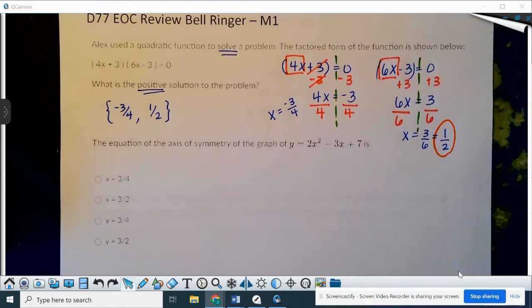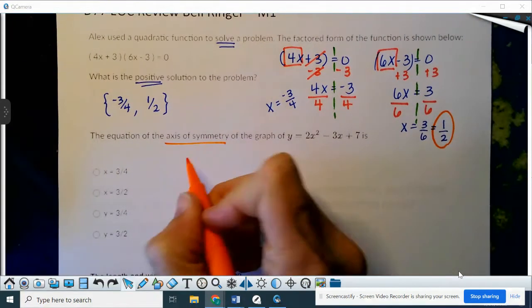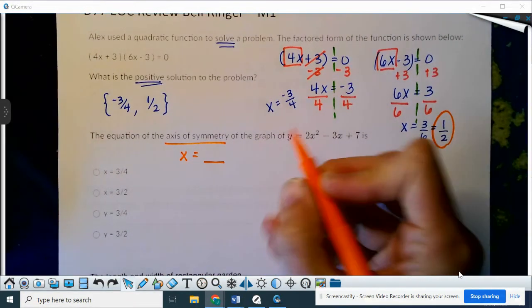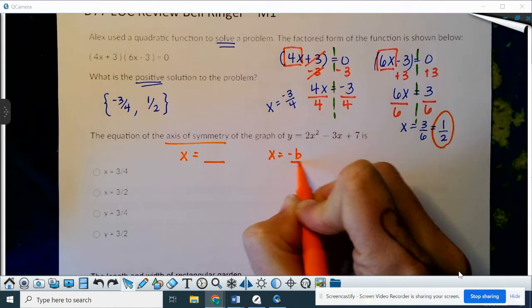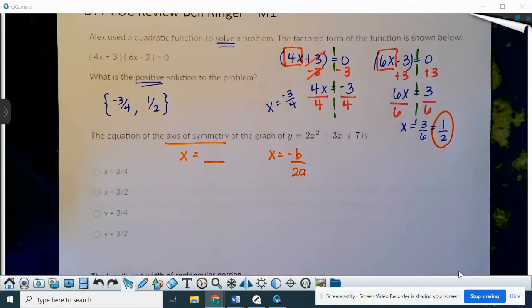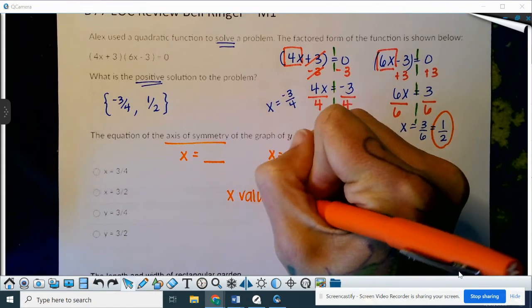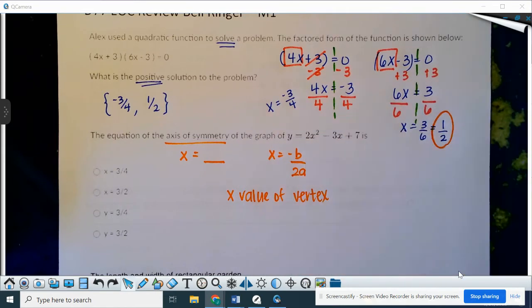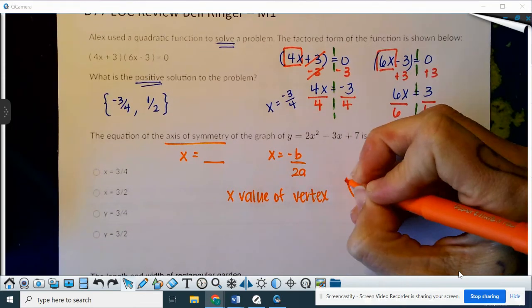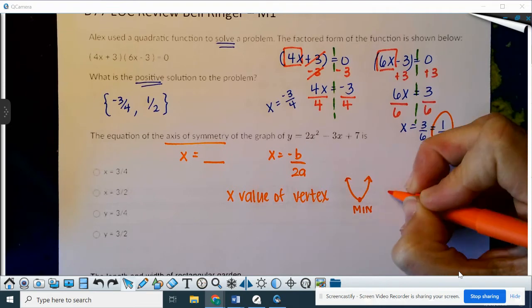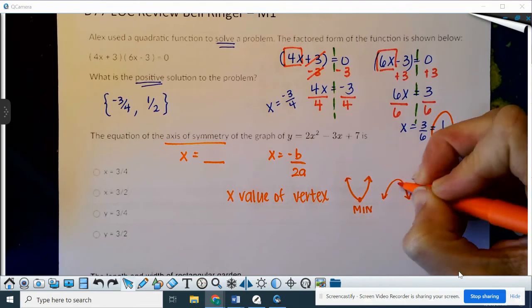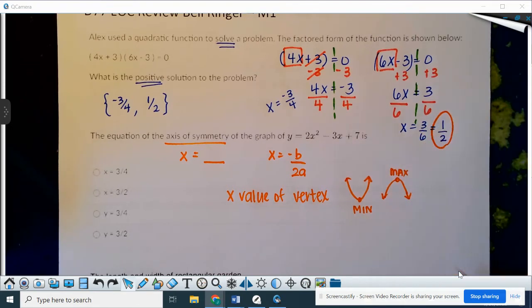Equation of the axis of symmetry. So axis of symmetry, remember, is x equals something. It's going to be x equals negative b over 2a as the equation. You can also graph it and go find the vertex. It's the x value of the vertex. And the vertex is usually your max or your min, depending on whether it's a positive or negative quadratic equation. Remember, if it's happy, so positive, you have minimum problems. If it's sad or negative, you have max problems. So it's a min if it's positive, a max if it's negative.